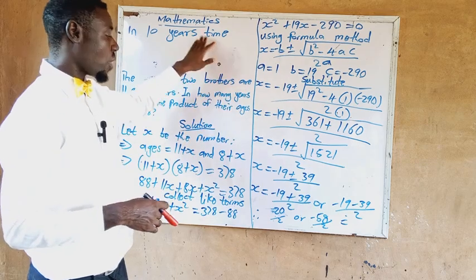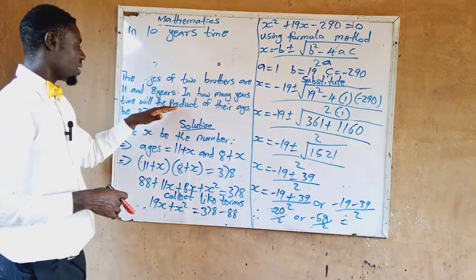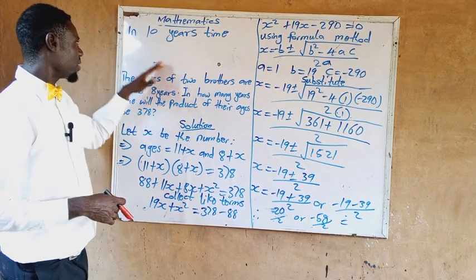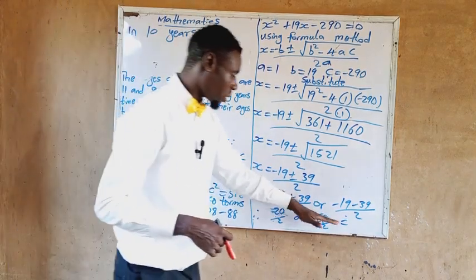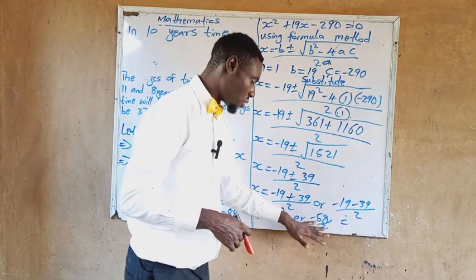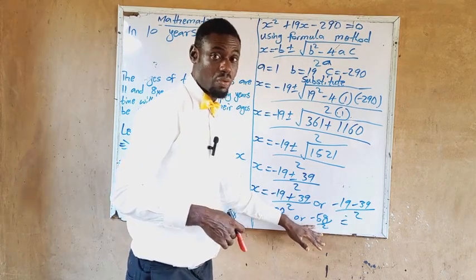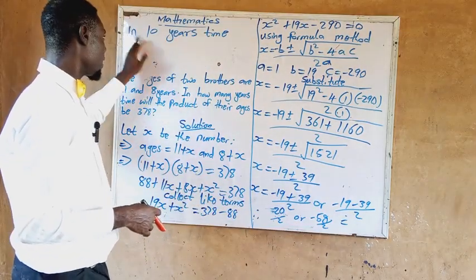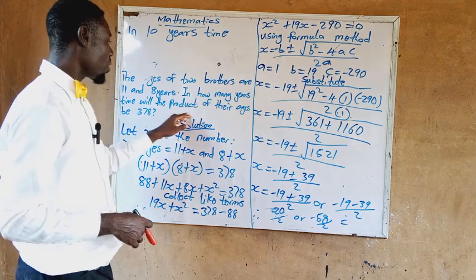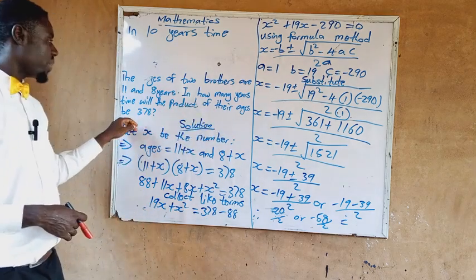So at this point, this is where we end the equation. In 10 years' time, this 10 we are taking from this solution. We don't need a negative. Note, you don't have to take a negative value when dealing with age. So the equation says in 10 years' time, the product of their ages will be 378.